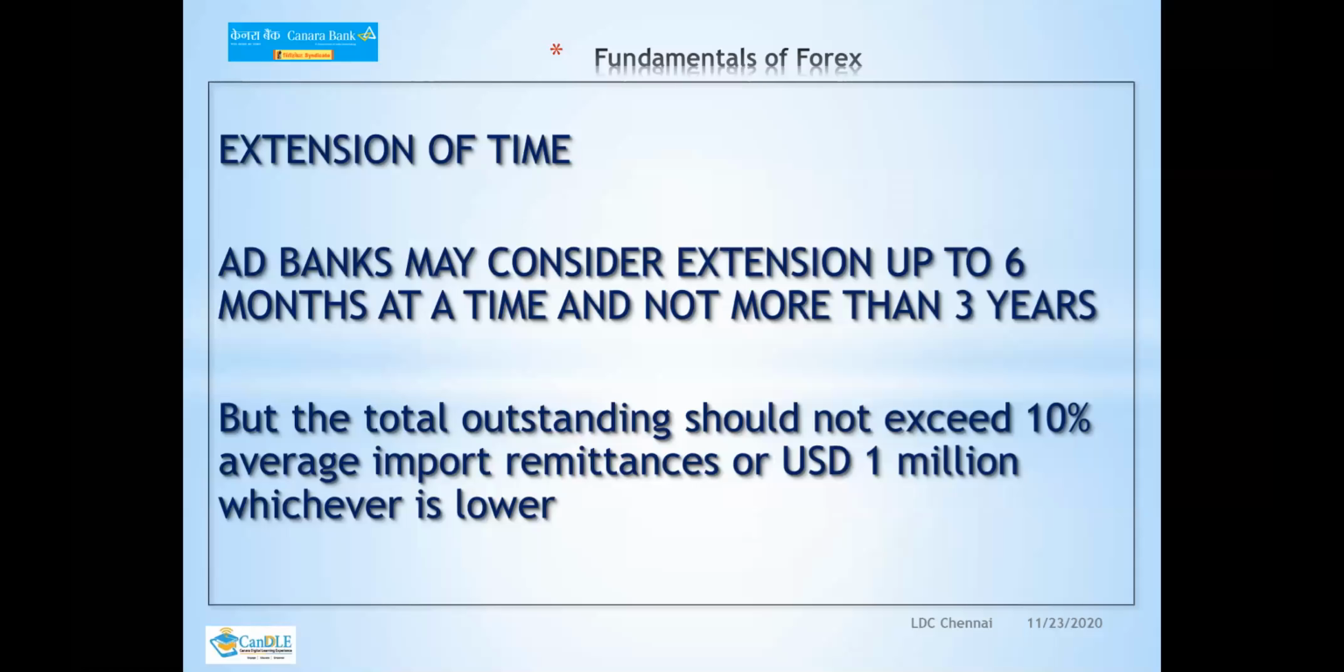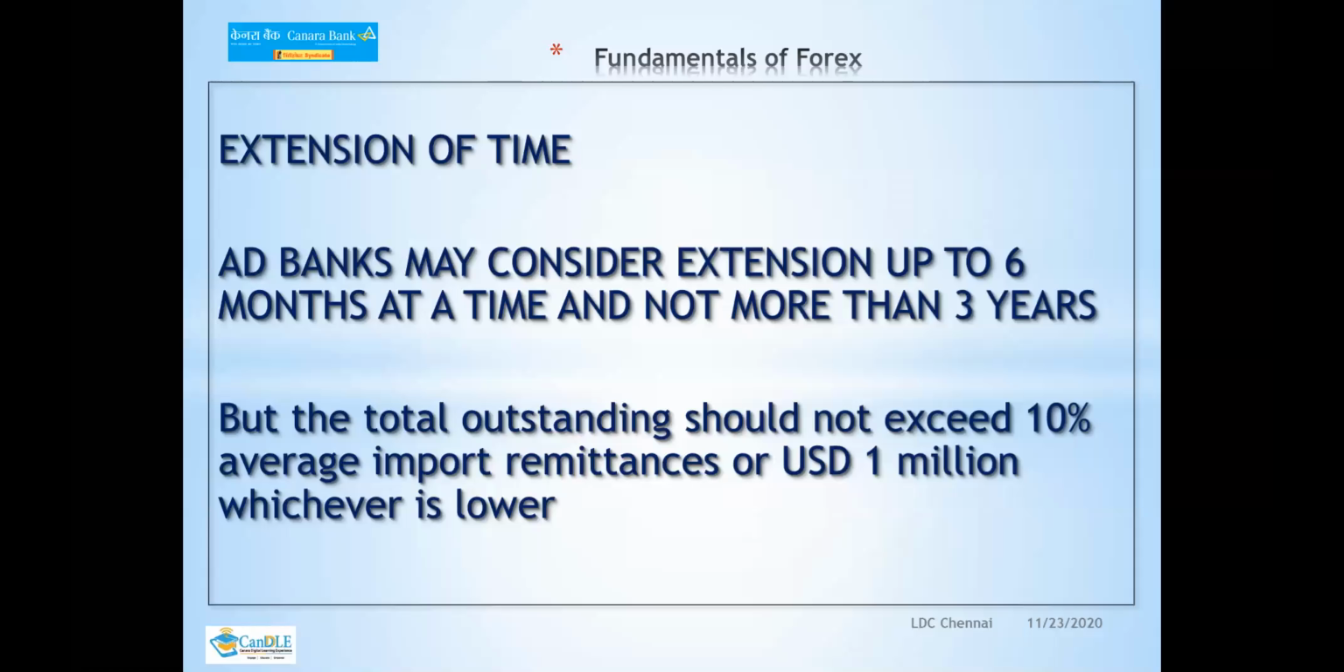Now the party is not remitting within 6 months. What is to be done? Who has the power for that? Even then, we have the power. AD banks, authorized dealers. Now you see this power is also given to banks only. Very important. Earlier RBI had to be referred to. Now we also have the power. We can consider extension up to 6 months at a time. If 6 months he has not paid, one more six months. Up to 3 years. You can permit extension. Very important question.